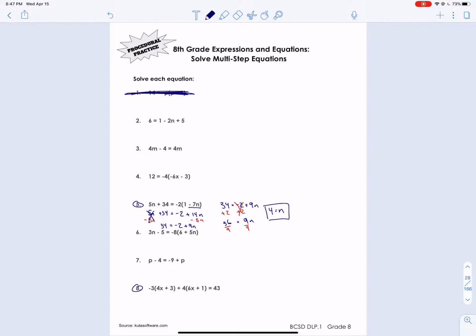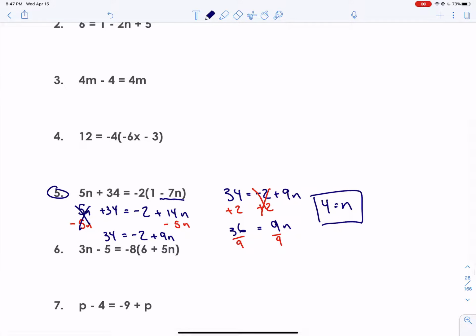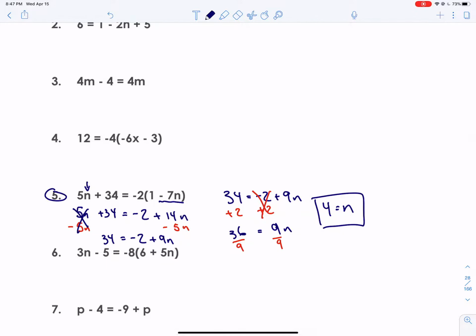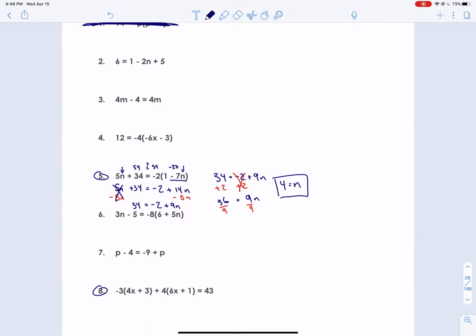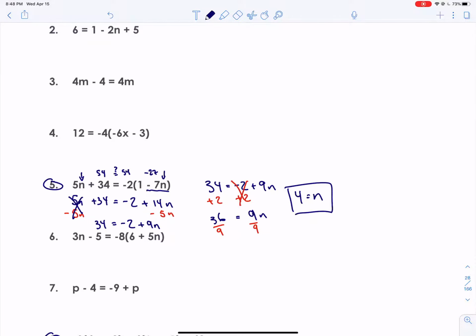How can we check our work? So we could substitute a 4 wherever there's an n in the original equation, and just use a calculator. So 5 times 4 is 20, plus 34 is 54. So the question is, does that equal what we get on the other side? So in the parentheses, we have negative 7 times 4, which is negative 28. 1 minus 28 is negative 27, times negative 2 is positive 54. So we're good. Okay, but again, you can always check your work, make sure that it comes out.